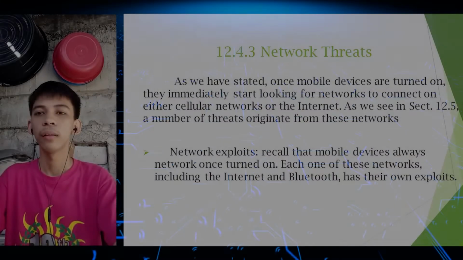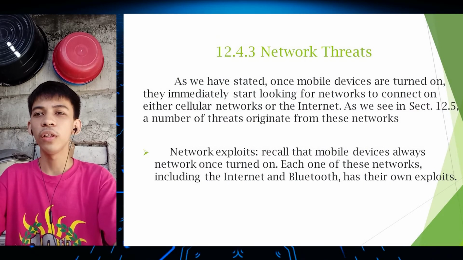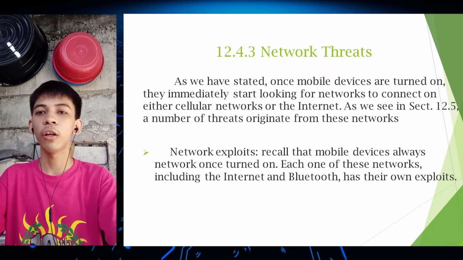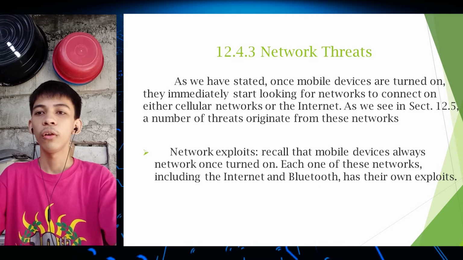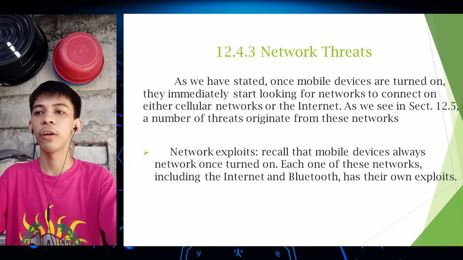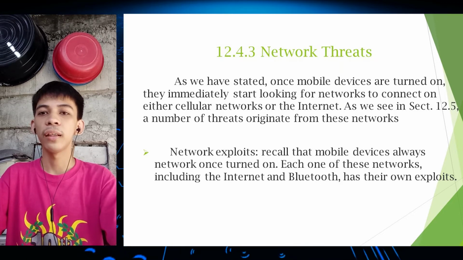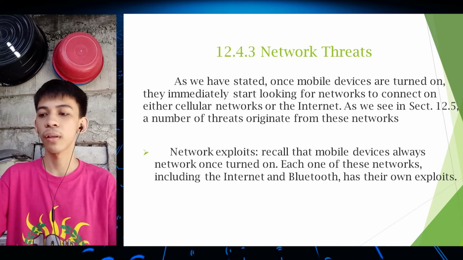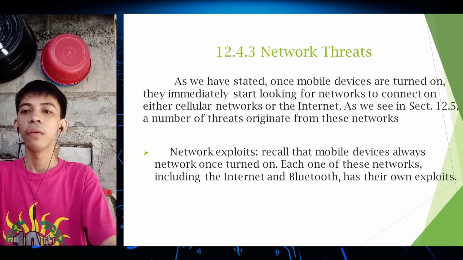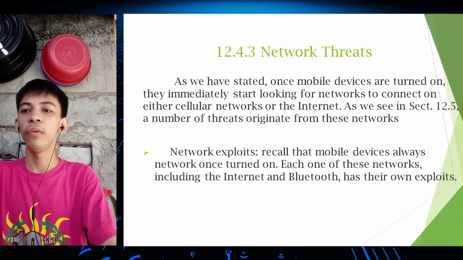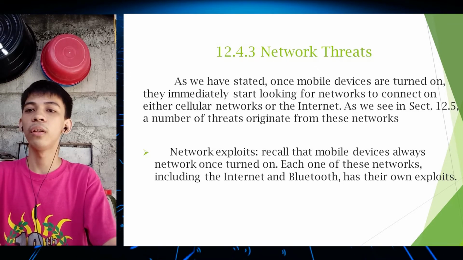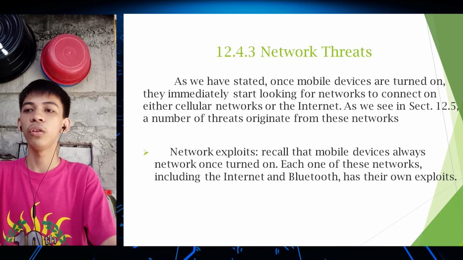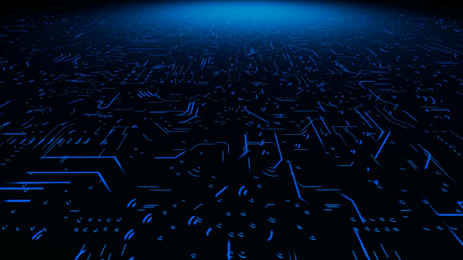Network threats. As we have stated, once mobile devices are turned on, they immediately start looking for a network to connect to, either cellular networks or the internet. As we see in section 12.5, a number of threats originate from these networks. Network exploits. Recall that mobile devices always connect to a network once turned on. Each one of these networks, including the internet and Bluetooth, has its own exploits.